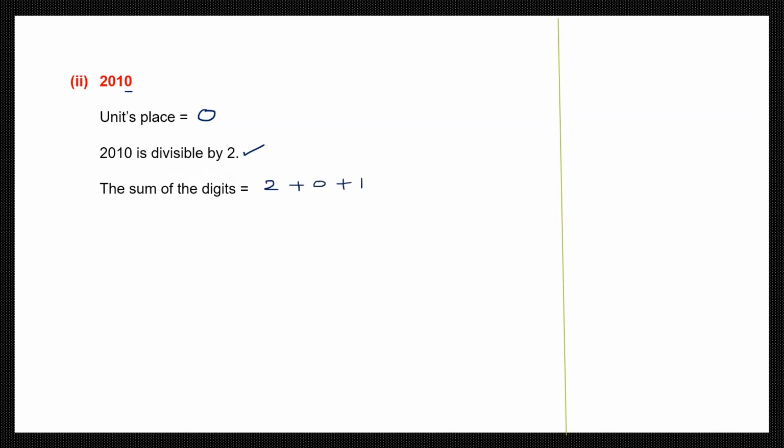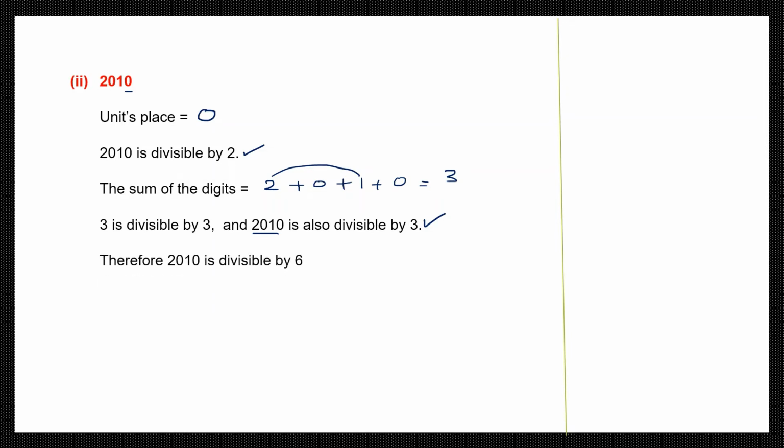Question 2. Is this number divisible by 6? So it should be divisible by 2 and 3. So let's do the test. First, the test for 2. To check, the number in the units place is 0. So therefore, it is divisible by 2. So now we have finished the test for 2. Let's do the test for 3. The sum of the digits is 2 plus 0 plus 1 plus 0. So 2 plus 1 is 3. The sum of the digits is 3. And 3 is divisible by 3. And therefore, this number is also divisible by 3. So it's divisible by 2 and divisible by 3. Therefore, the number is divisible by 6 also.